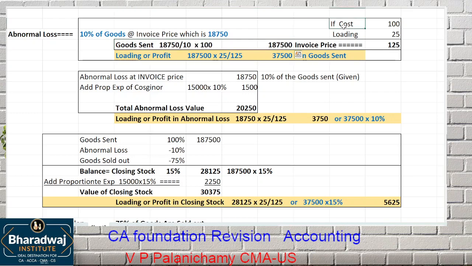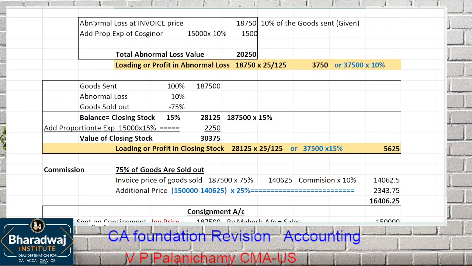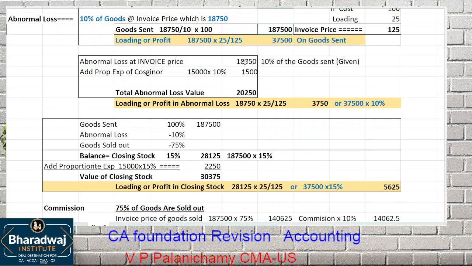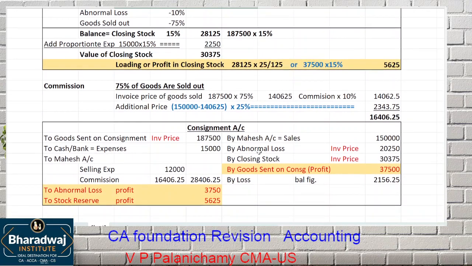1,87,500. Cost plus 25%, that is, 125% has been given. So the profit element here is 37,500. Abnormal loss invoice price is 10% of the value of goods sent, that is 10% of that 1,87,500. Add expenses of consignor, you will get the total value of the abnormal loss.